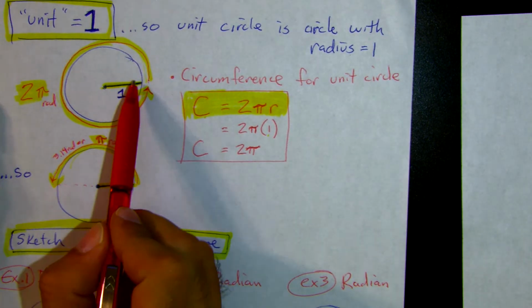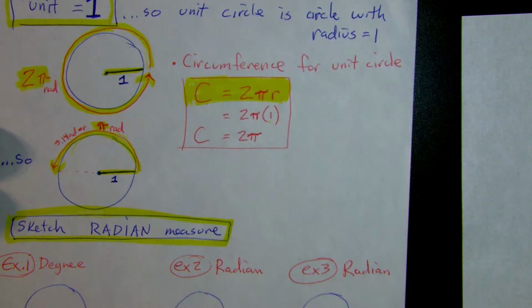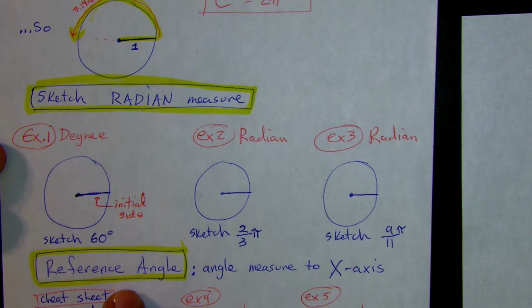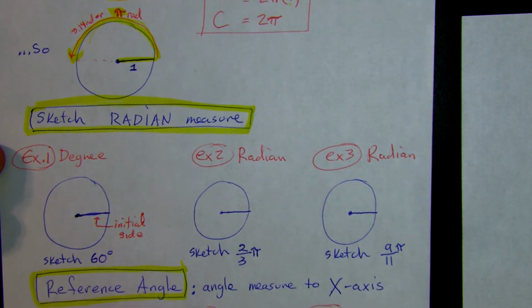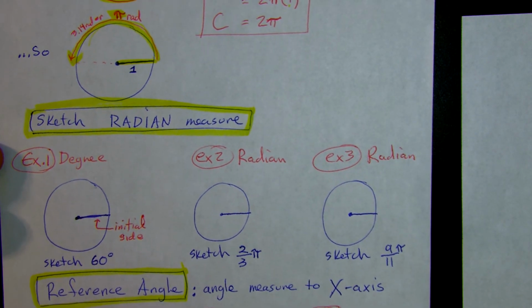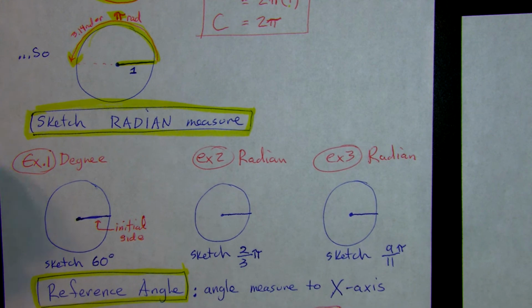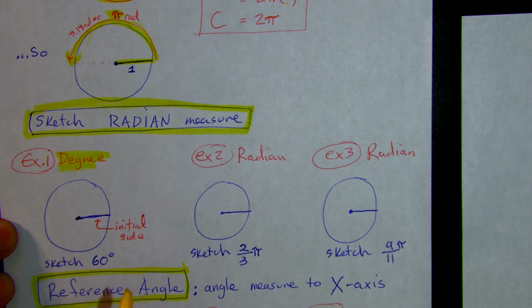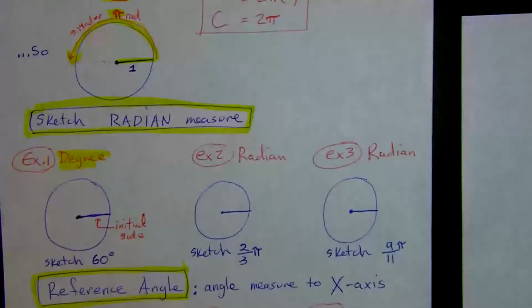Okay, and that only works if we have a unit circle. So again, assume always that the radius is 1. All right, now to sketch a radian, today we're just talking about the angles involved with the unit circle. To sketch a radian, first I want to give us an example that has it in degrees, because degrees are a little easier for us to think about, okay?